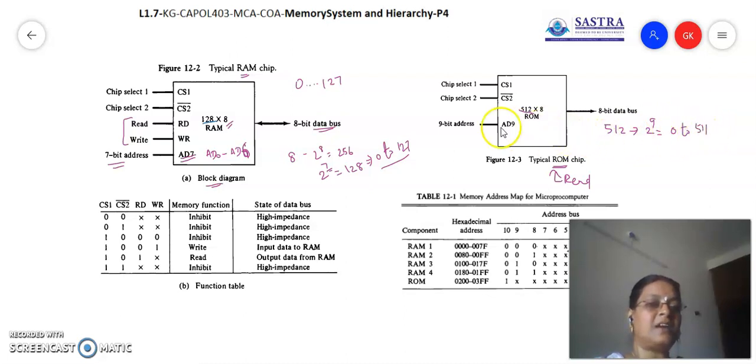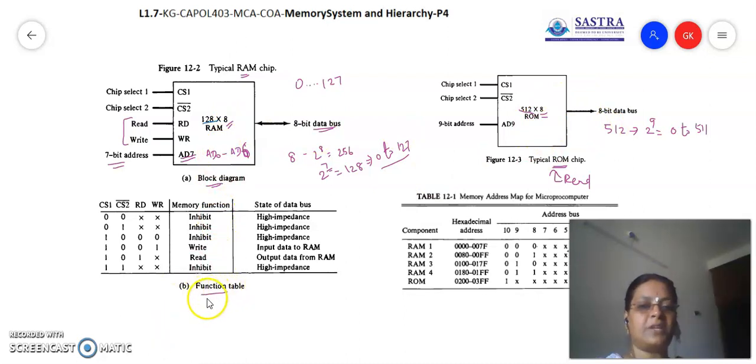Given this address on the address line and then activating the chip select line, whatever is available in the memory will be made available on the 8-bit data bus. Of course, the length of each location is going to be 8 bits, here also 8 bits. That refers to one word. Okay, this completes the discussion of this ROM chip.